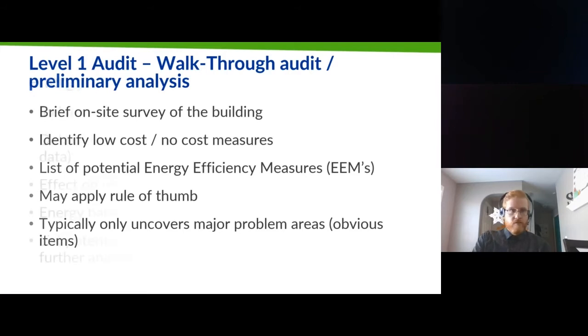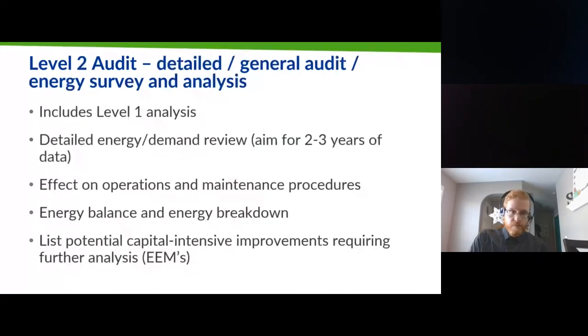The next level of audit is a level 2 audit. This is a detailed general audit of energy survey and analysis. Of course, it does include the preliminary ASHRAE level 1 analysis, but it also now includes more detailed energy calculations and financial analysis. We typically will aim for about 2 to 3 years of data of the gas, the electric, and the water bill. The financial analysis provides the facility owner with a comprehensive understanding of the financial benefits of implementing specific EEMs.